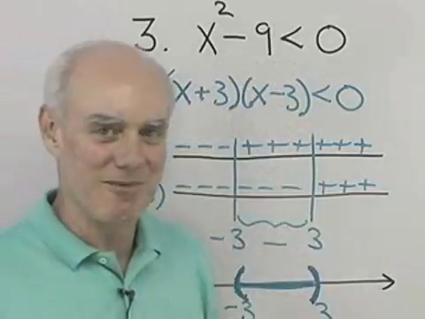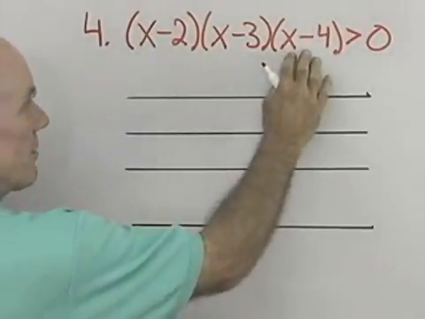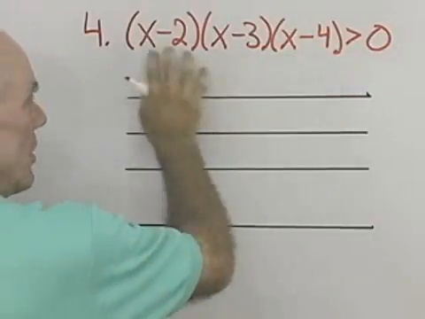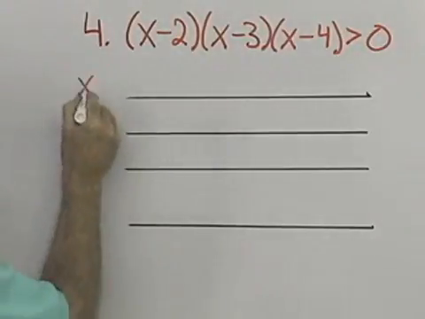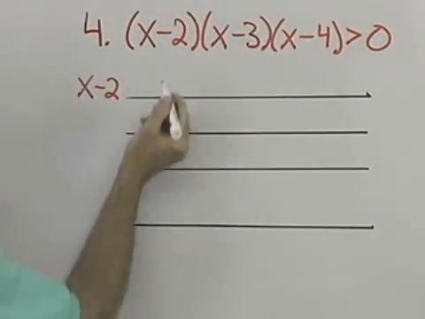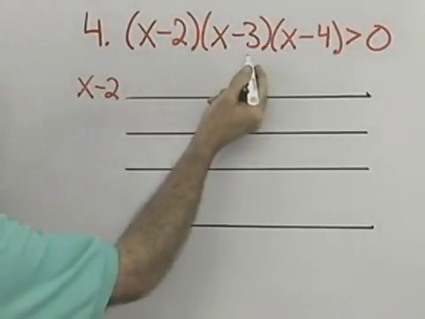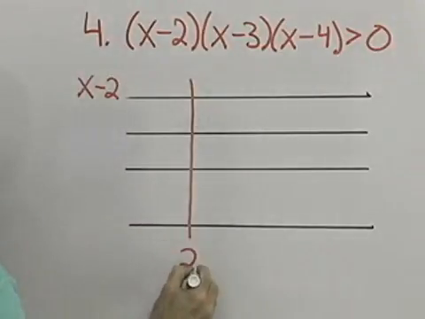Here's one more example. This last one, I have the product of these three factors greater than 0. It's already in factored form, so I'm going to look at the sign chart for each of the three factors. For x minus 2, I know that x minus 2 will be 0 when x is 2. This is going to be 3 and this is going to be 4. So let's just put x equal 2 right here.